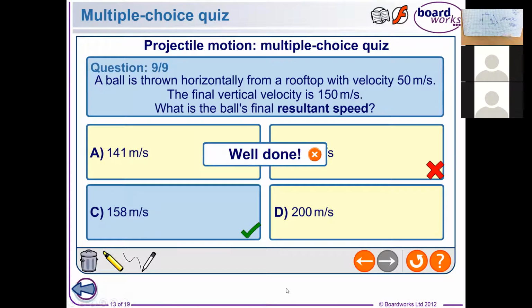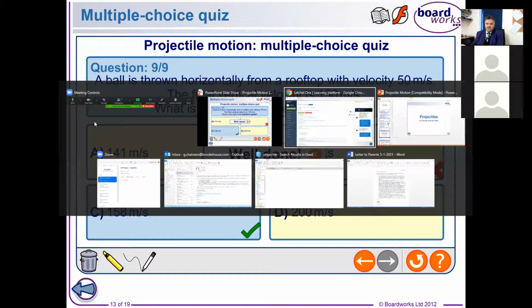So the theme for this week is going to be projectiles. From your responses, I think we've all pretty much got the right idea, but there's some more practice needed. So I'm going to add some more work to do.